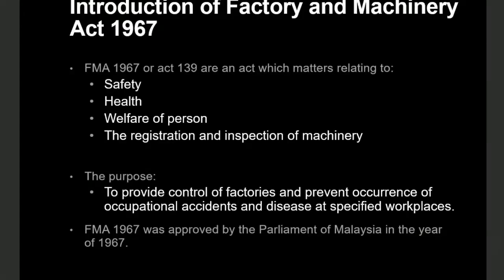Next, the introduction of Factory and Machinery Act 1967. Factory and Machinery Act 1967, or Act 139, is an act dealing with matters relating to the safety, health, and welfare of persons and the registration and inspection of machinery. The purpose of this act is to provide control of factories and prevent the occurrence of occupational accidents and disease at specified workplaces. The FMA 1967 was approved by the Parliament of Malaysia in the year 1967.